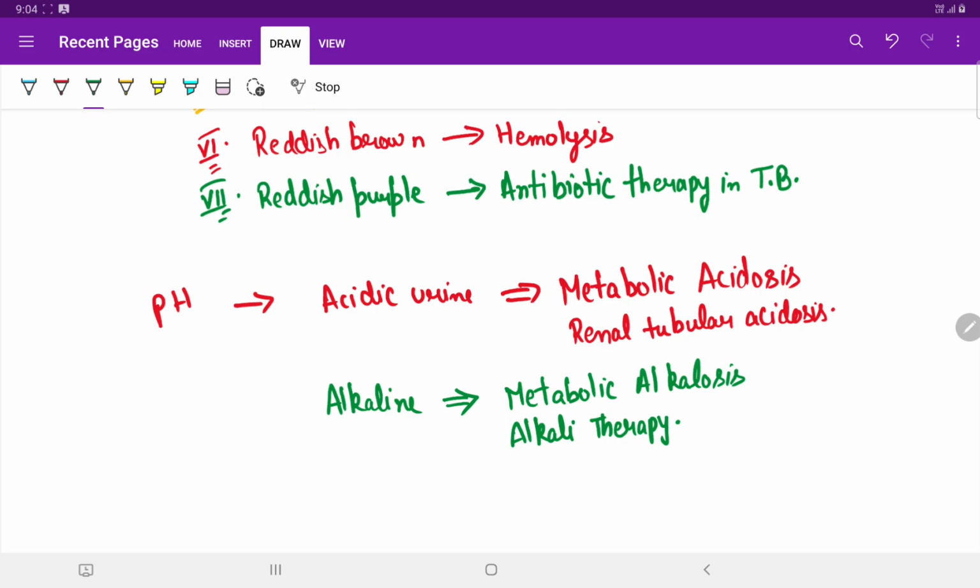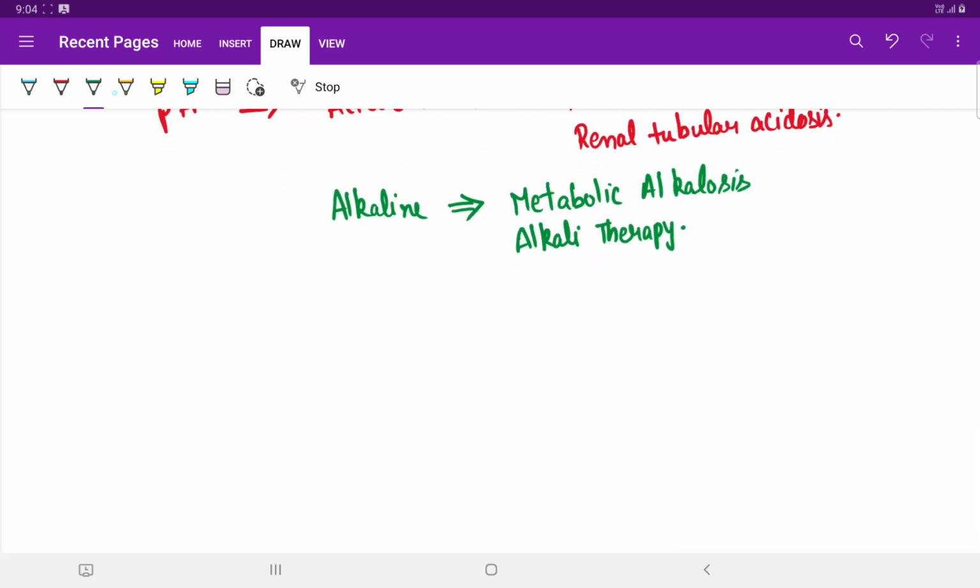Now next is the presence of reducing sugars, normally known as glycosuria. It is of further types. Number one is glucosuria.